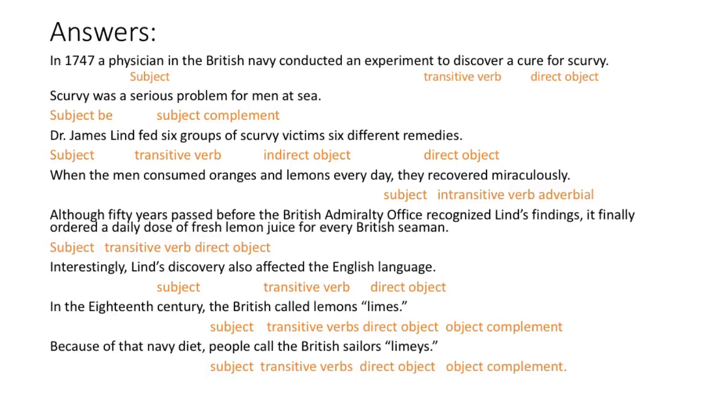Okay, so here we have our answers. Our first one is subject plus transitive verb plus direct object. Our second is subject plus a be verb plus a subject complement. Our third, subject plus transitive verb, indirect object, direct object. Number 4, subject, intransitive verb. Our fifth one, subject, transitive verb, direct object. Our next one, subject plus transitive verb plus direct object. The next, subject, transitive verb, direct object, object complement. And our final one, subject plus transitive verb, direct object, object complement.